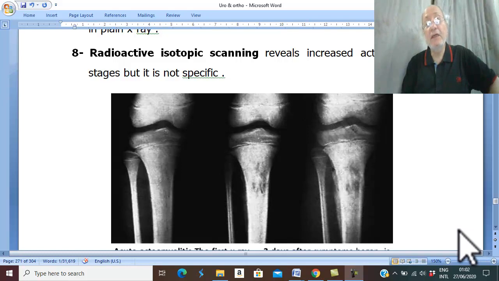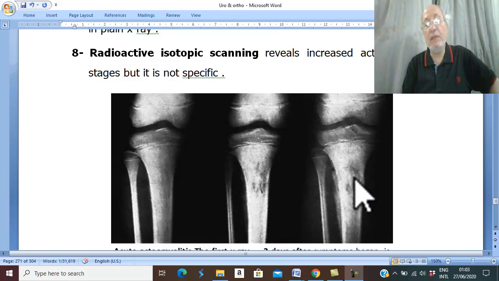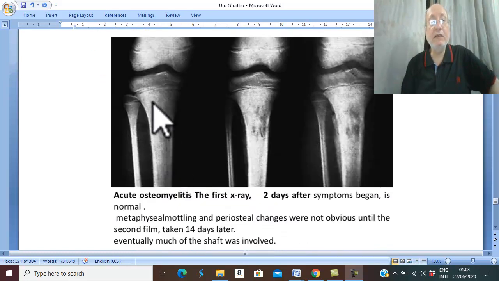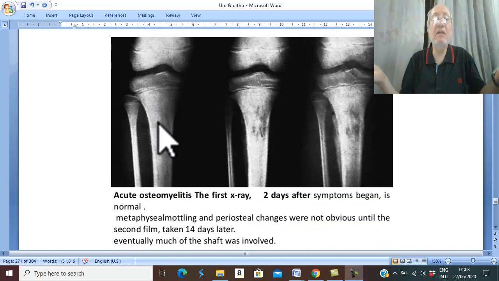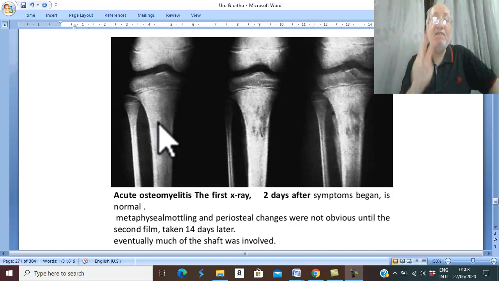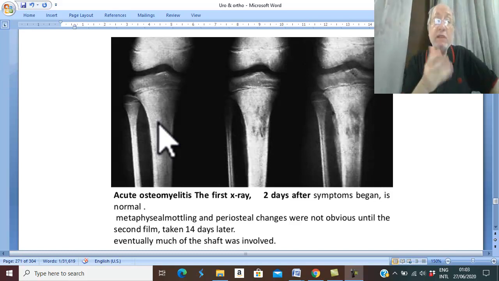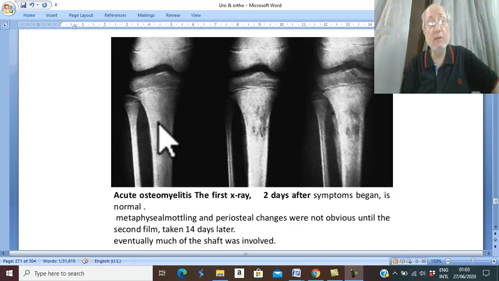Diagnostic bone aspiration. If we introduce a needle and aspirate from the bone, the aspiration shows pus. This is diagnostic for inflammation in the bone and osteomyelitis. Plain X-ray, very early, is normal. Nothing is seen. For about the first 2 weeks, the bone is normal.